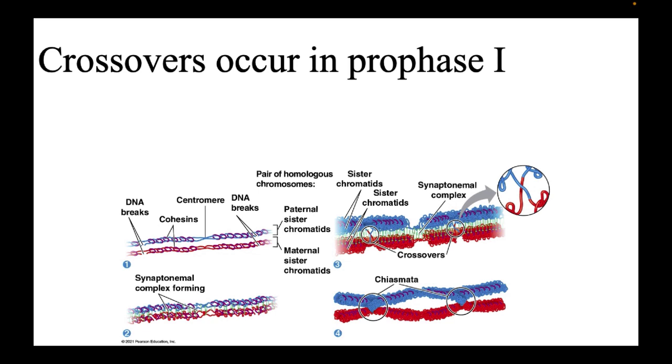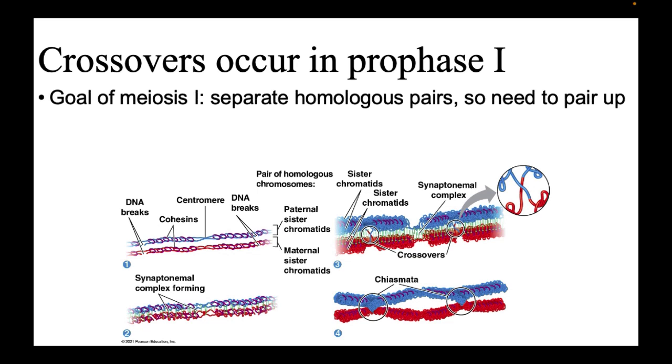The first thing that we're going to see in prophase 1 is we're going to pair up the chromosomes. So the goal of meiosis 1 is we're going to separate the homologous pairs. The only way you're going to separate them is if you stick them together. So we know that everyone's paired up. If the homologs are paired up, I can then separate them during anaphase. But that only works if they're paired up.